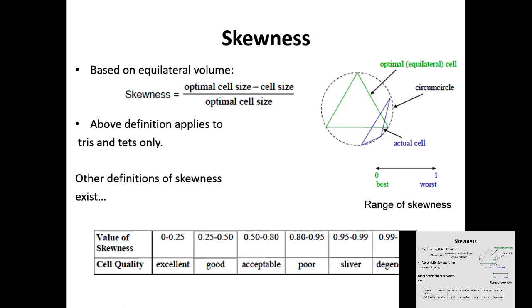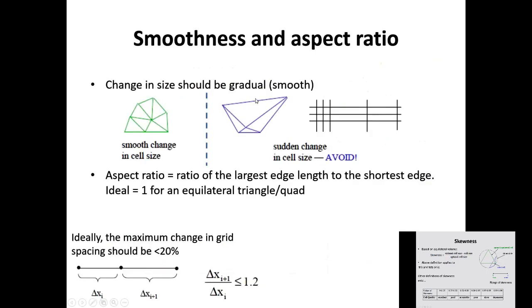So skewness is defined as optimal cell size minus cell size, divided by optimal cell size. If you have a cell just like that, your skewness becomes 0. For this one, your skewness becomes quite large.